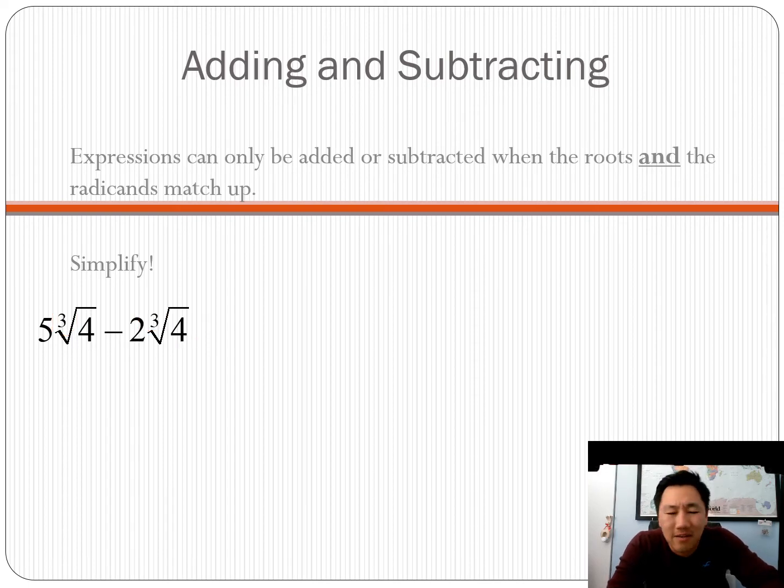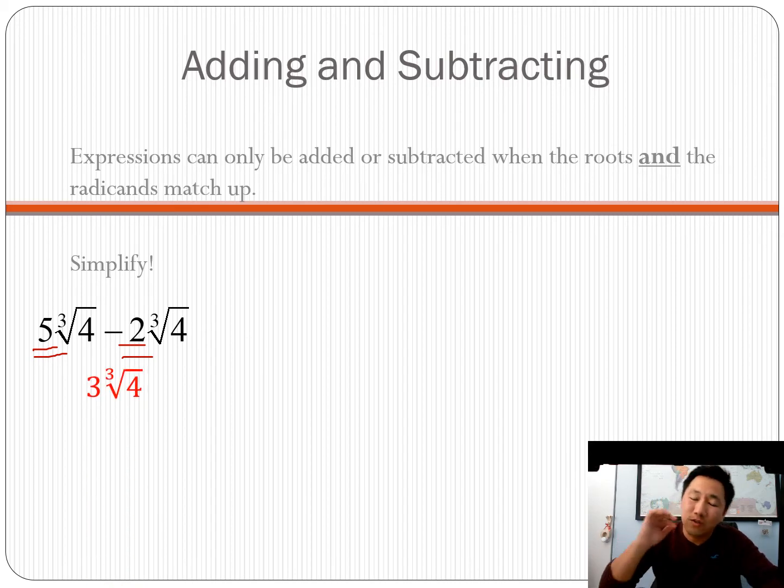5 cubed root of 4 minus 2 cubed root of 4. All you have to do is evaluate the 5 minus the 2, and you have 3 cubed root of 4. So the cubed root of 4 acts kind of like a common term. It's like you're adding up common pairs. Okay?